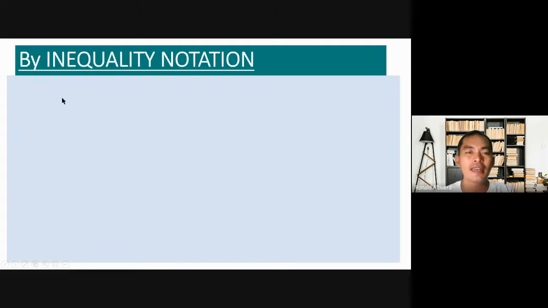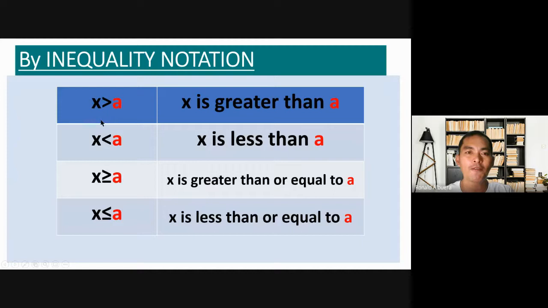Now, I have here 4 ways to express or to describe the way you are going to write your answer of a rational inequality. First, by inequality notation itself. We have here 4. X is greater than A. X is less than A. X is greater than or equal to A. And X is less than or equal to A.